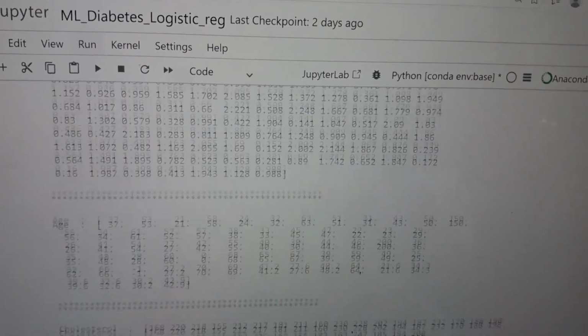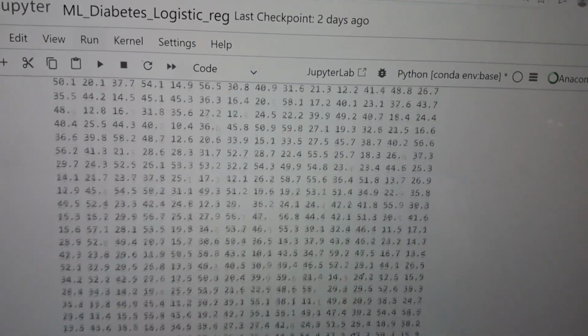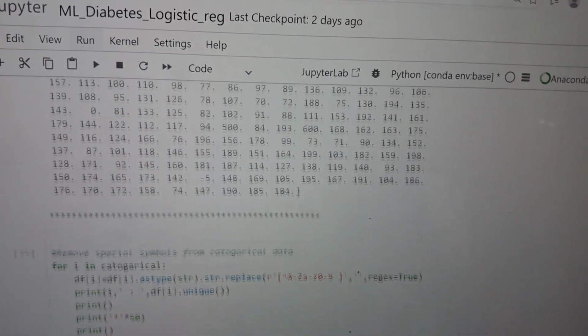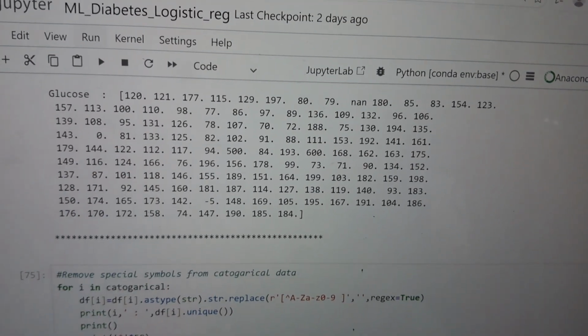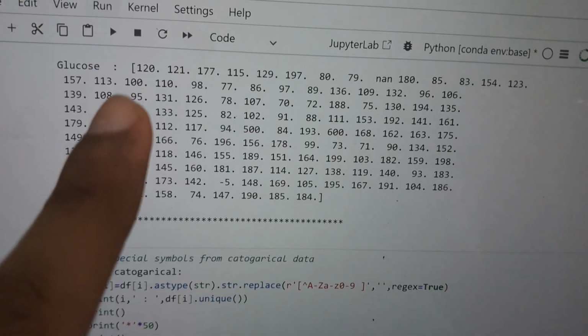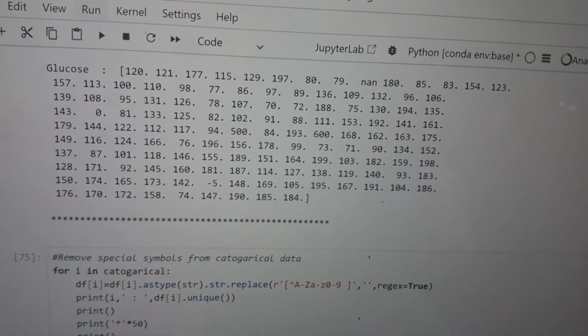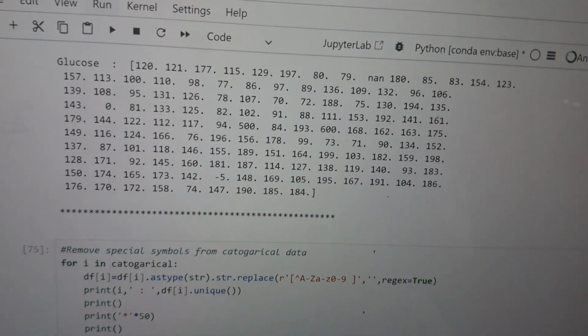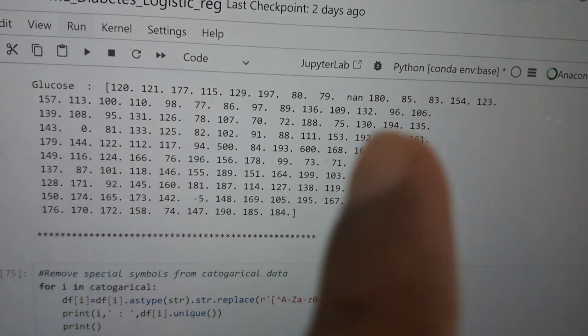Now you can see there will be no hash symbols or any other symbol in the numerical column. In glucose also, initially it was string. Now it has converted into integer. Initially I had seen hash symbol, O, alphabet. Now there are no alphabets. Yeah, still missing values are there.